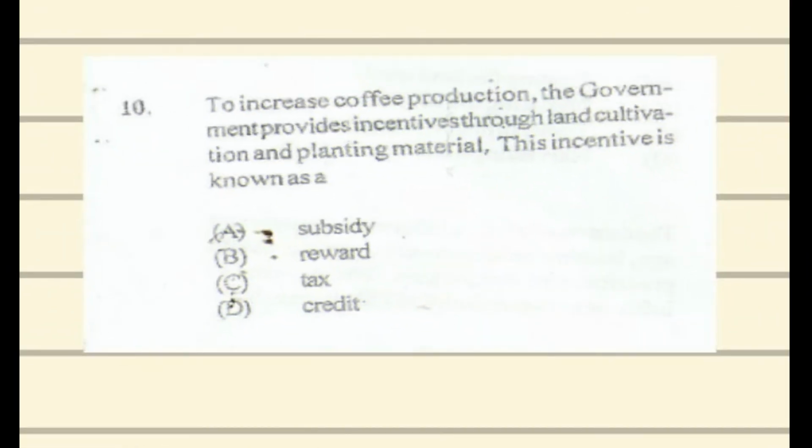Alright, number 10. To increase coffee production, the government provides incentives through land cultivation and planting material. This incentive is known as A. Subsidy, B. Reward, C. Tax, D. Credit. Now the answer is A. Subsidy.